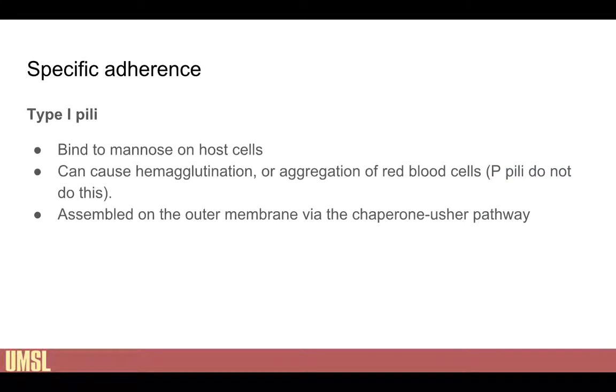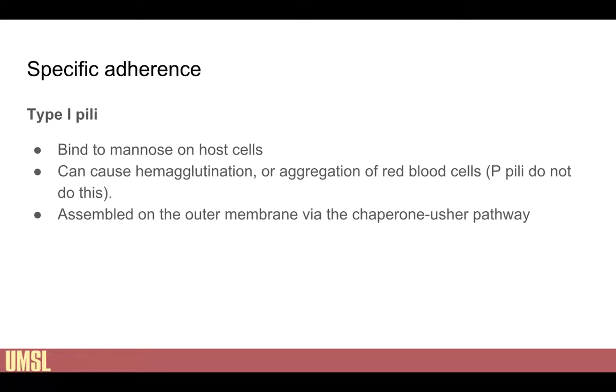so they specifically adhere to the epithelial cells in the urogenital tract, and they do this using type 1 pili. And so these type 1 pili, as we'll look at structurally, bind to mannose on host cells. And so this is part of the extracellular matrix of epithelial cells. And mannose is a very prominent sugar. And that these types of pili, because they bind mannose, which is also very prevalent on the surface of red blood cells, can cause something known as hemagglutination. And so this is aggregation of red blood cells.